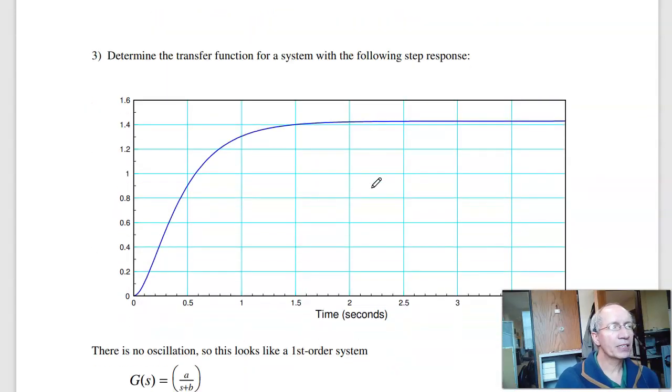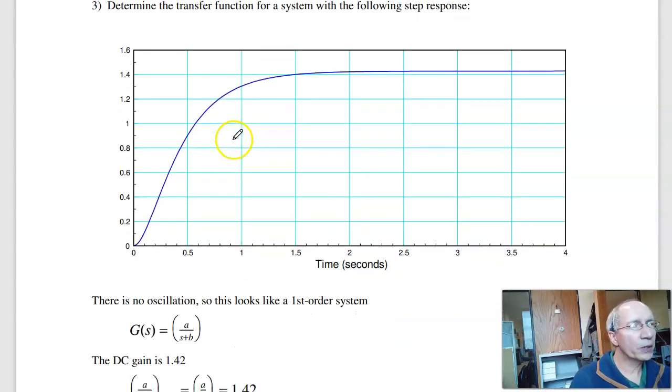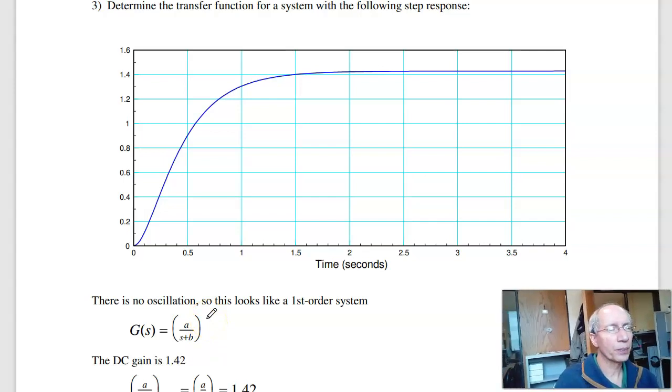Problem 3 is kind of like the Jeopardy question. Here's the step response. What's the transfer function? Well, I know it's first order because there's no oscillations, so it's in this form. I need to get two pieces of information from the graph. One I can get is the DC gain. So this is going to be your A over B. DC gain is about 1.42.